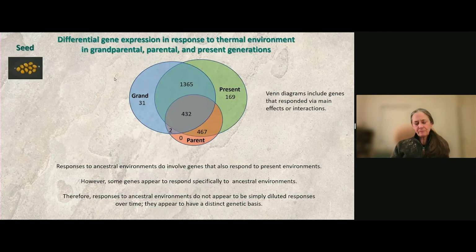Instead, we saw this. Many genes are responding to the environment regardless of the generation in which they experience that environment. But more interestingly, some genes responded just to the environment of the present, while other genes responded just to the environment of the past, and many of them were responding to particular combinations of environments in the past and present. So clearly, responses to ancestral environment are not simply diluted responses over time. They appear to have distinct genetic bases involving distinct genes.